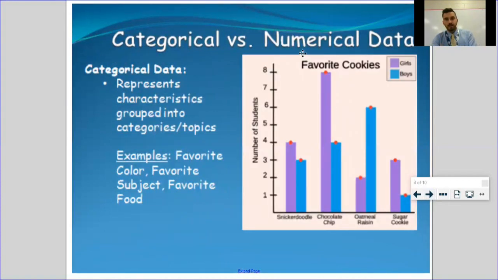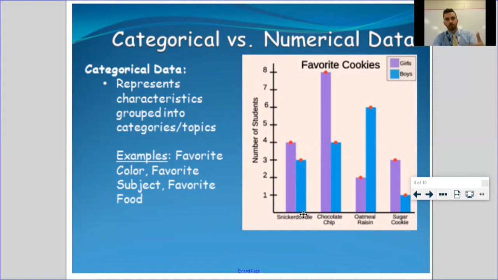With categorical data, again, you're not answering with numbers, you're answering with words, and normally you're able to put the data into certain groups. For instance, if you got to ask your favorite cookie, the groups here, you got snickerdoodle, chocolate chip, oatmeal raisin, sugar cookie. None of those are numbers.